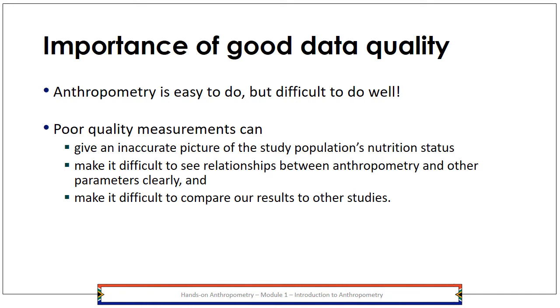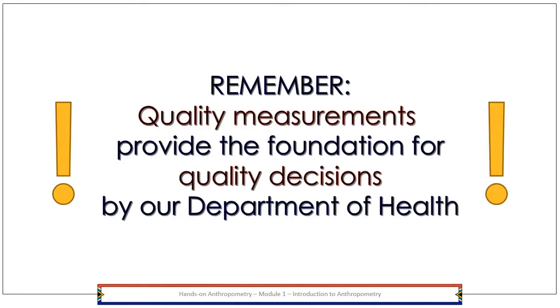Secondly, inaccurate anthropometric measurements will make it more difficult for us to spot relationships between anthropometry and other parameters such as diet. This may cause us to miss an important relationship or to see a relationship where there isn't really one. In either case, we are left with a wrong picture of how anthropometric measurements and other socio-demographic, dietary or lifestyle factors fit together. And finally, if our measurements are of poor quality, it's difficult to compare them to previous and future studies because the information itself can't be trusted.